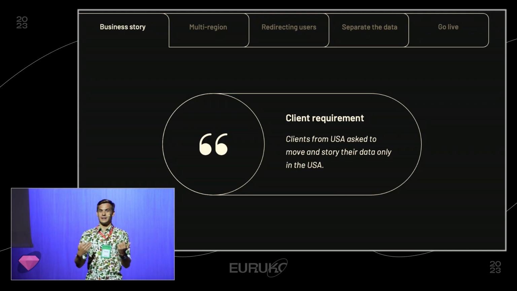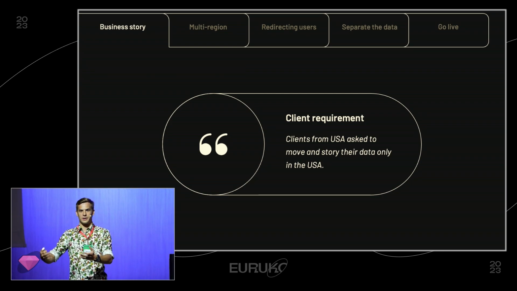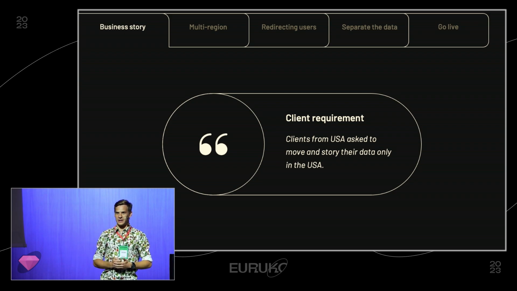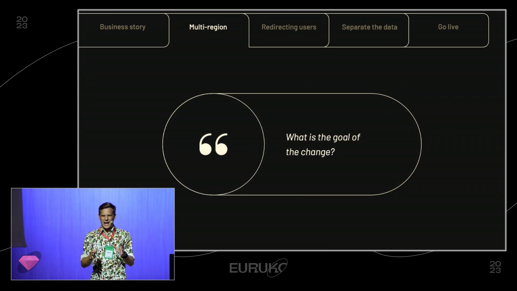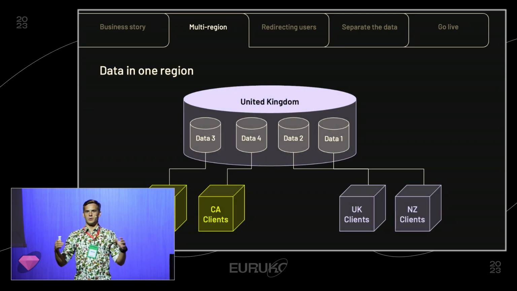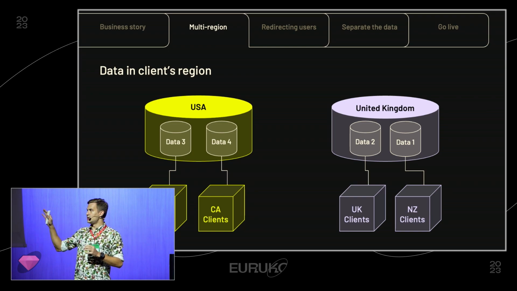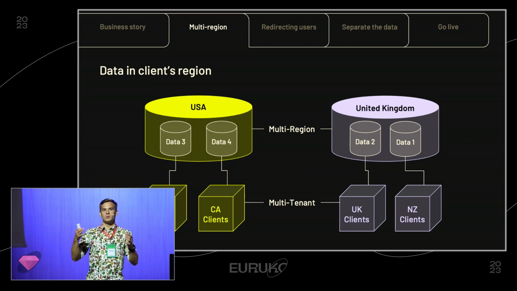real. We had clients from the US saying, we don't want your data to be stored in the UK where our platform started. We have to have our data stored in the US in order to continue using your platform. And that takes us on the journey of the multi-region. So what's the actual goal of this move? We start with the setup where all the data is stored in the original place where we start our application, and we want to end up in a situation where the client's data is stored exactly in the country where they are from. And we are talking here about a multi-tenant, multi-region setup.